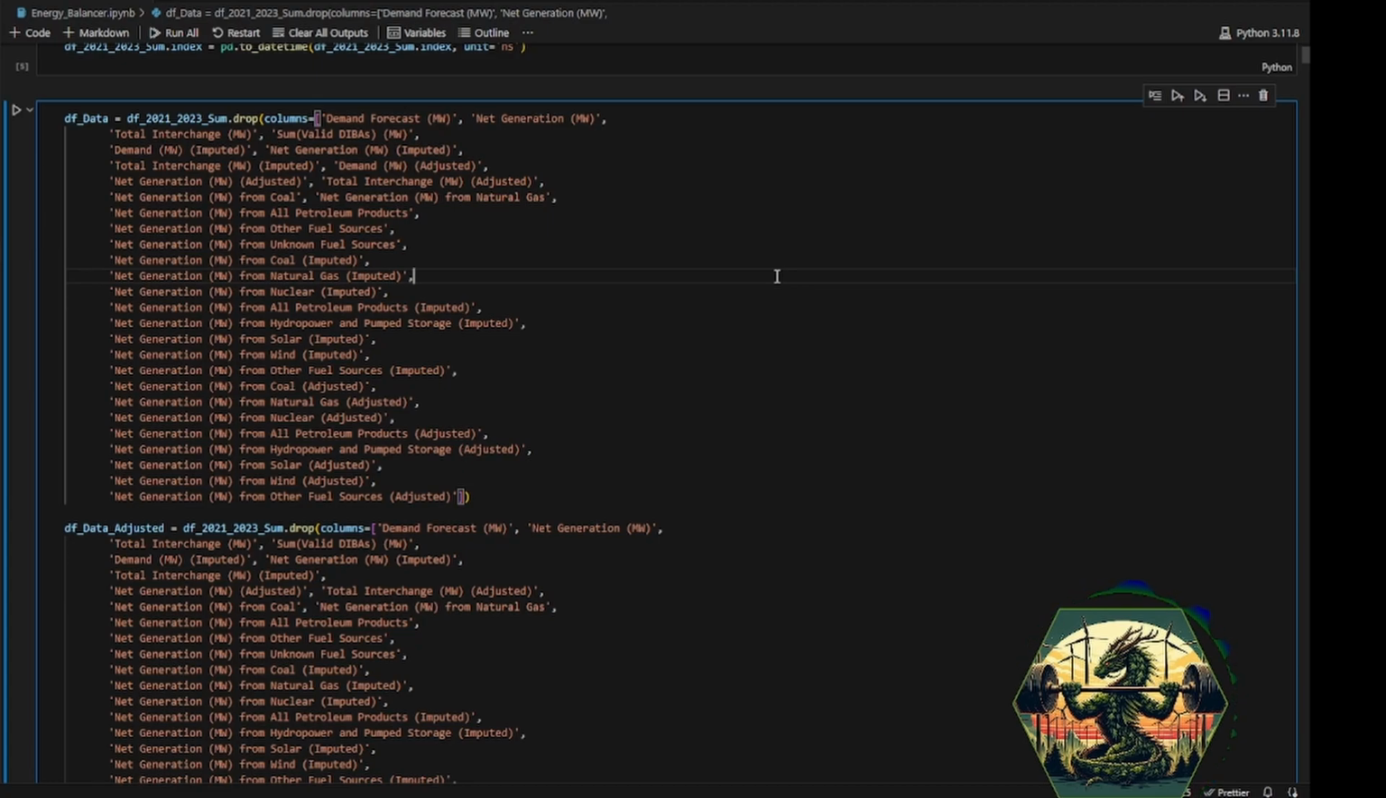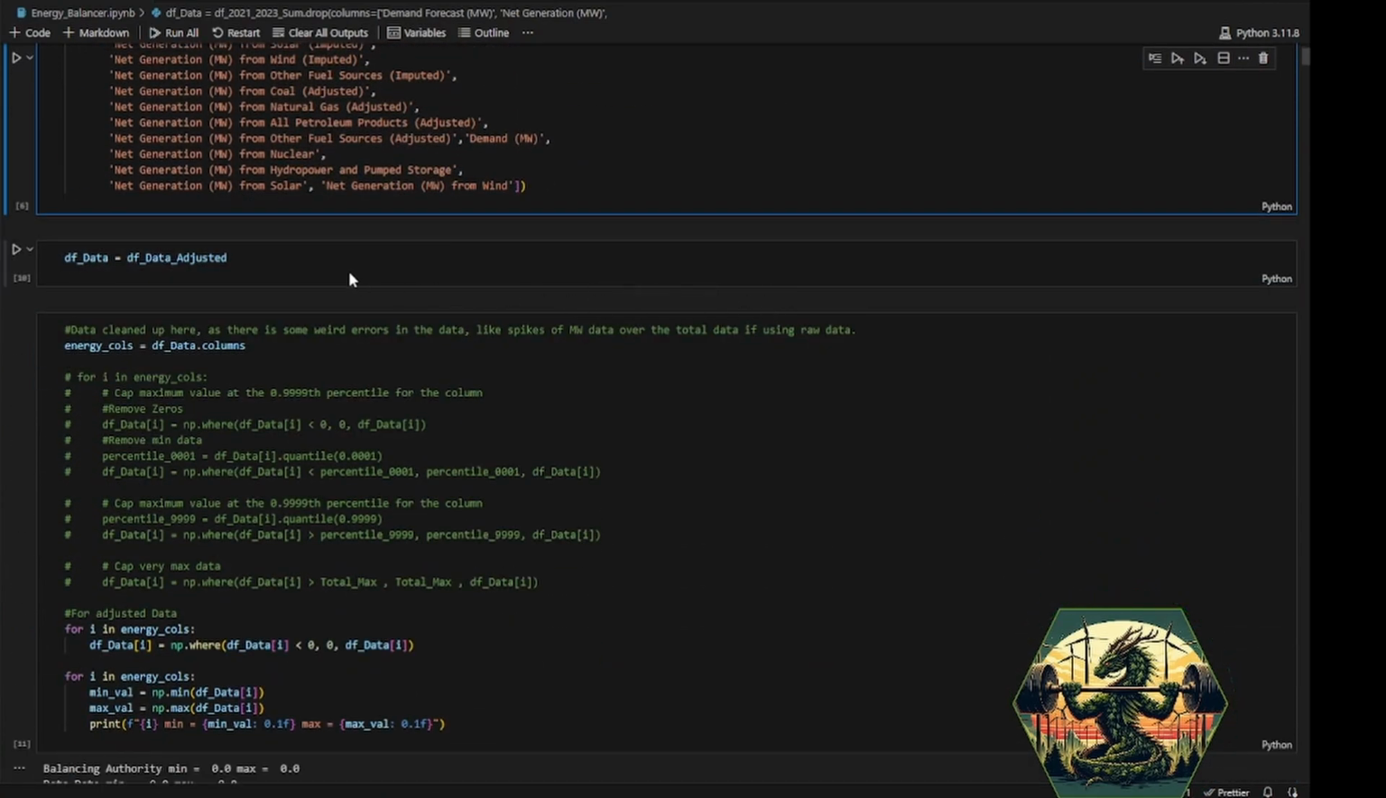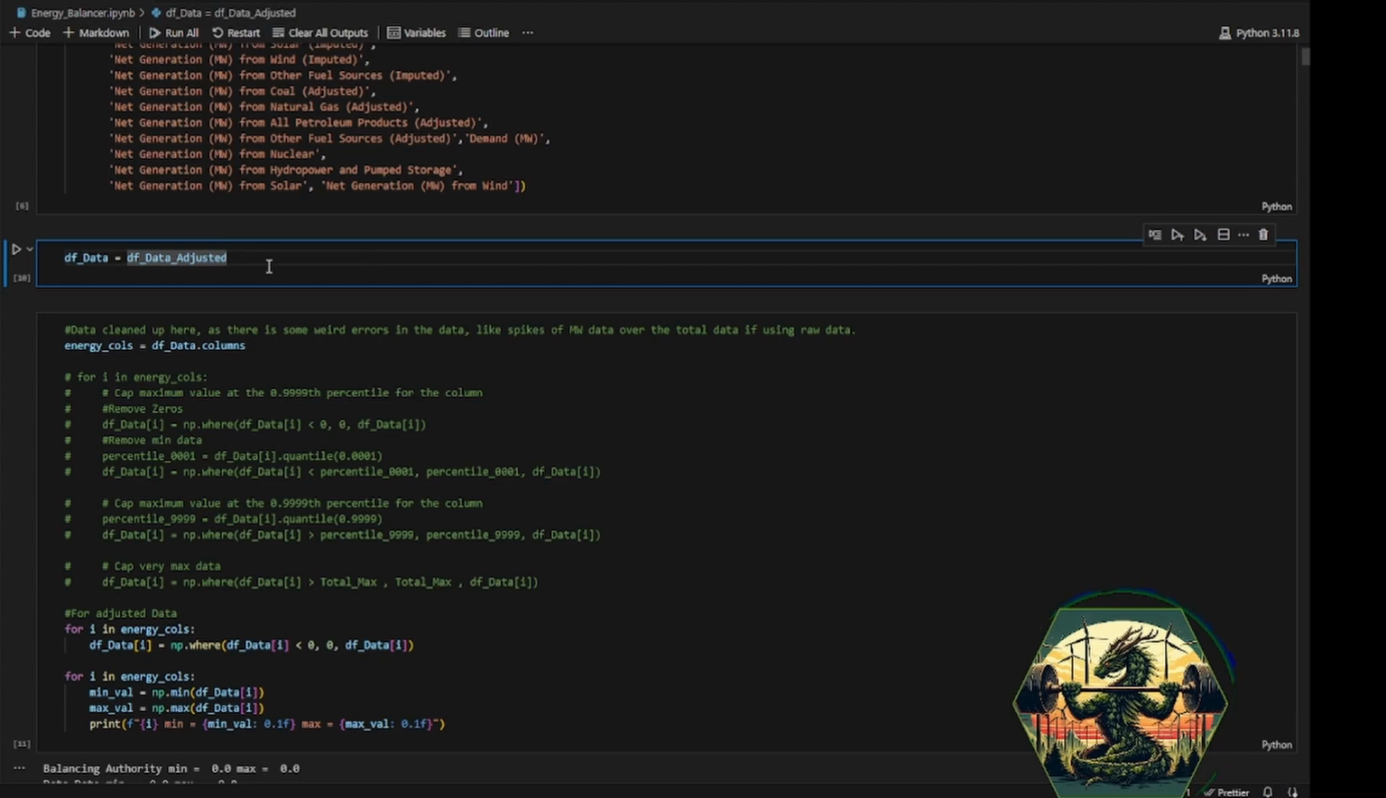I did 2 cases with this, one that I called df data and then df data adjusted. Basically, the difference is that the raw data set has a number of errors in it. Sometimes you just get insane spikes in energy that obviously aren't real, or you get really big negative values that obviously aren't real. So when I first did the analysis, I started with the df data, but then realized that it's easier to just do the df adjusted, as you'll see a little bit below. That's why I have the df data equals df adjusted.